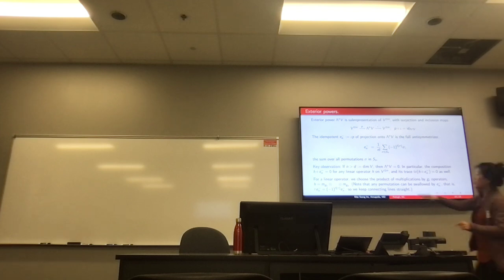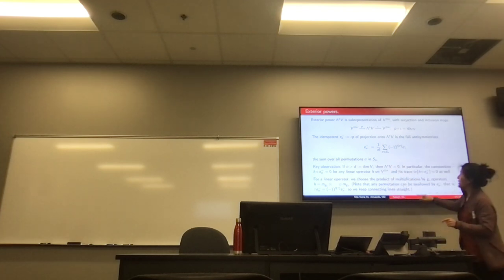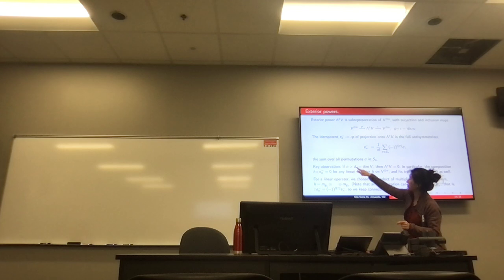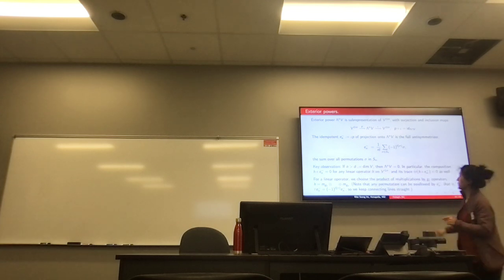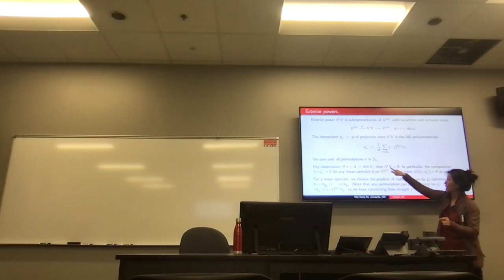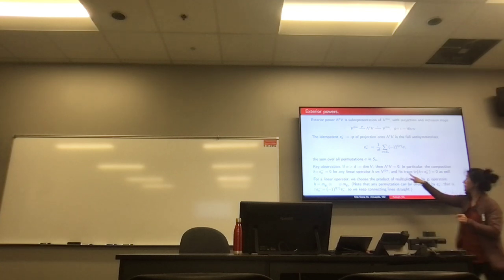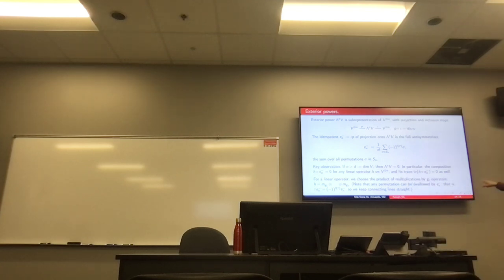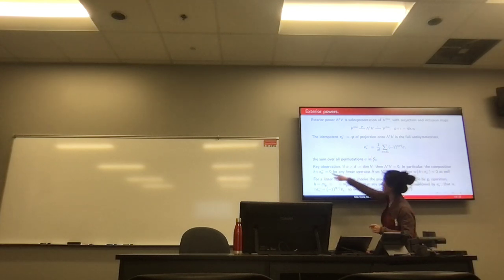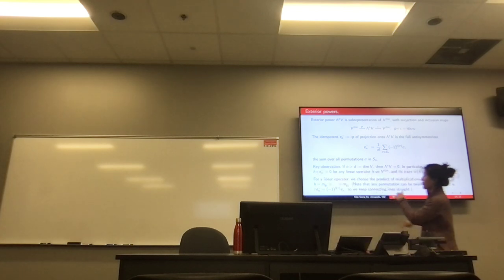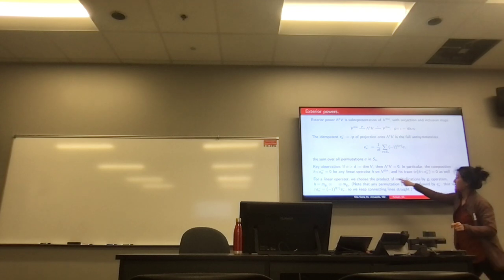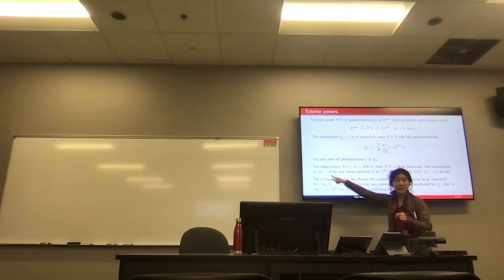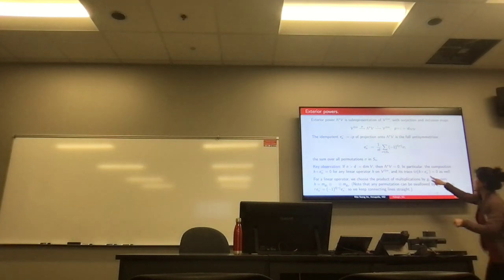This is a sum over all permutations sigma in S_n. The key observation is that whenever n is greater than d, where d is the dimension of V, then wedge n V is always going to be equal to 0. So in particular, the composition of the full anti-symmetrizer E_n minus with H, where H is any linear operator on V tensor n, is also going to be equal to 0, as long as n is greater than d. And then when you take the trace, it's still going to be equal to 0.